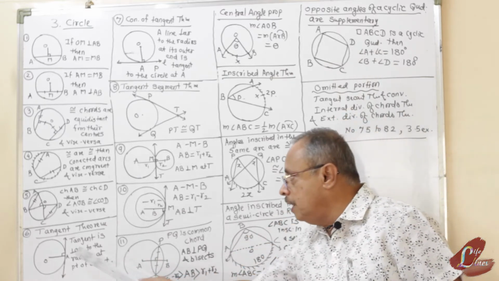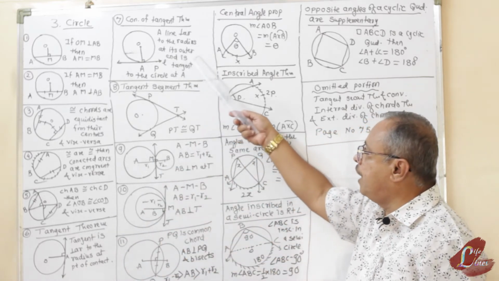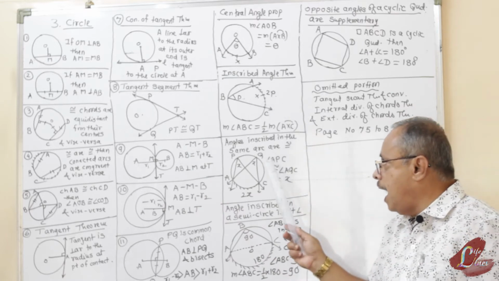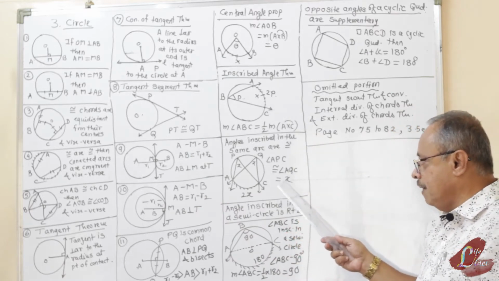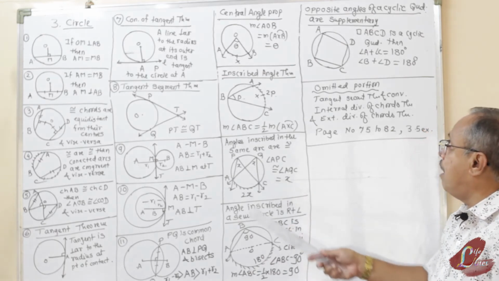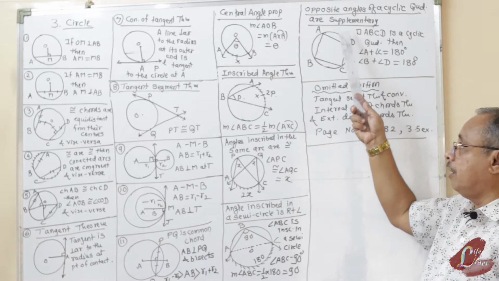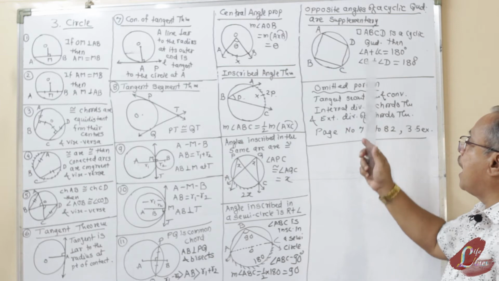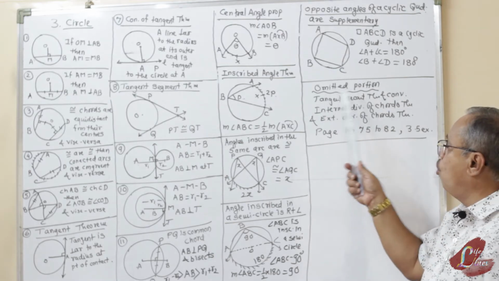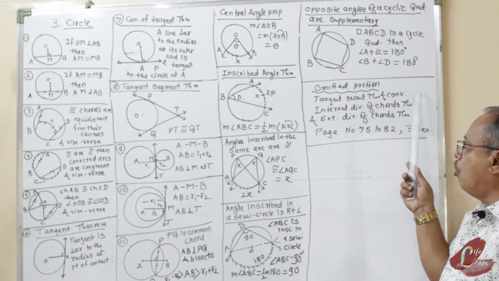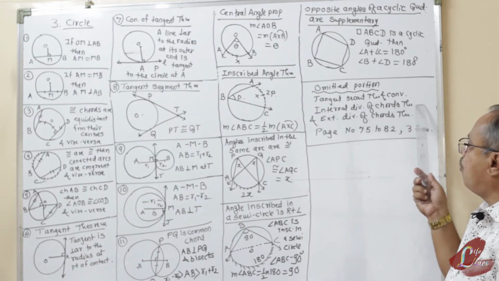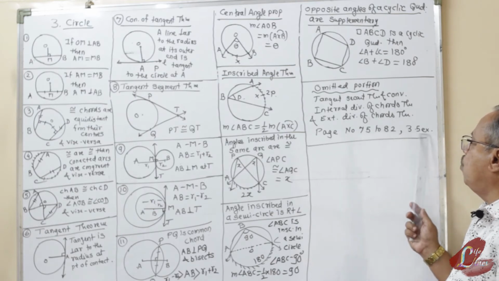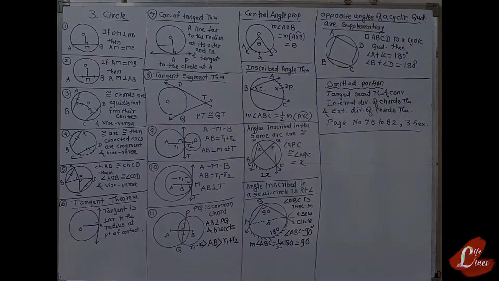In this chapter, the tangent theorem, converse of tangent theorem, tangent segment theorem, inscribed angle theorem, angle inscribed in a semicircle, angle inscribed in the same arc, and opposite angles of a cyclic quadrilateral: out of these, one theorem will come for writing the proof. Now in this chapter, the omitted portion is the tangent secant theorem and its converse, internal division of chords and external division of chords, that is, from page number 75 to 82 and exercise 3.5.